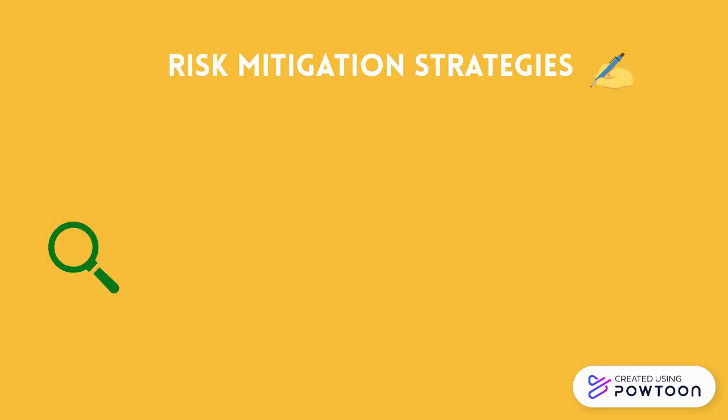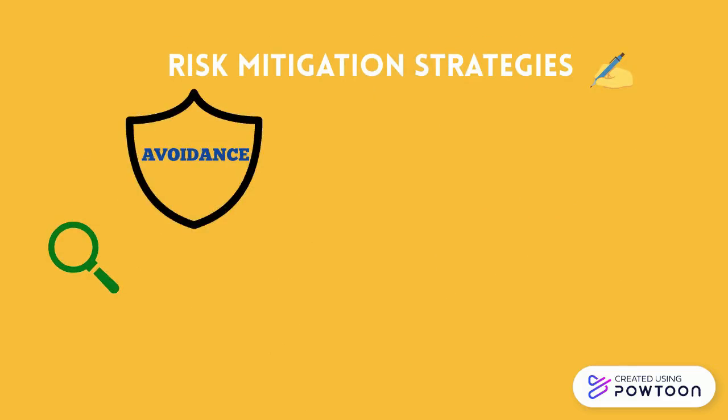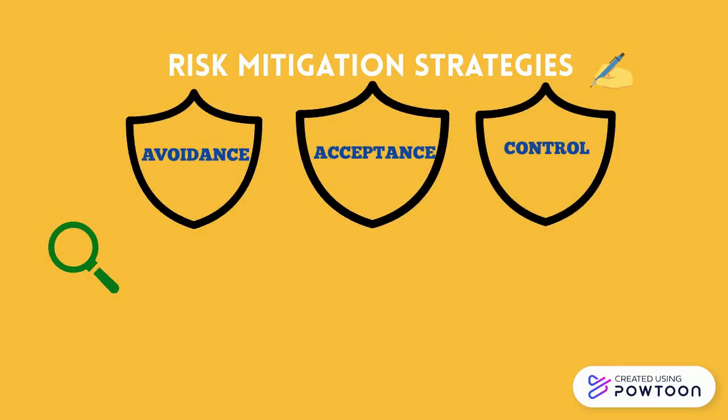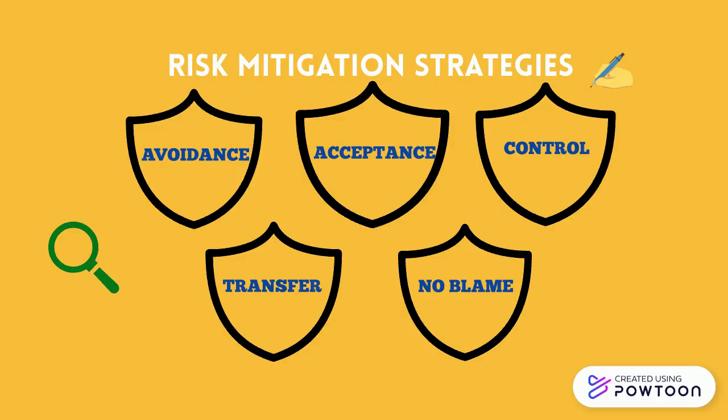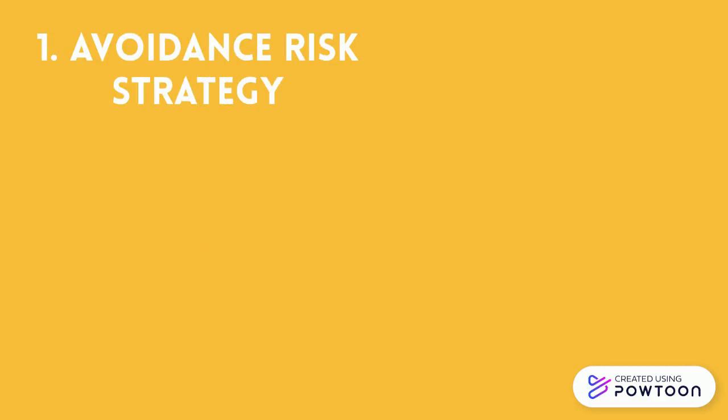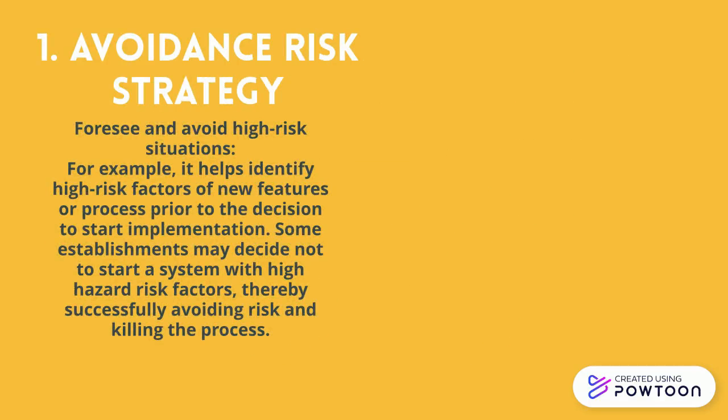The risk mitigation strategies are avoidance, acceptance, control, transfer, and no-blame safety strategies. Avoidance risk strategy foresees and avoids high-risk situations. For example, it helps identify high-risk factors of new features or processes prior to the decision to start implementation. Some establishments may decide not to start a system with high hazard risk factors.